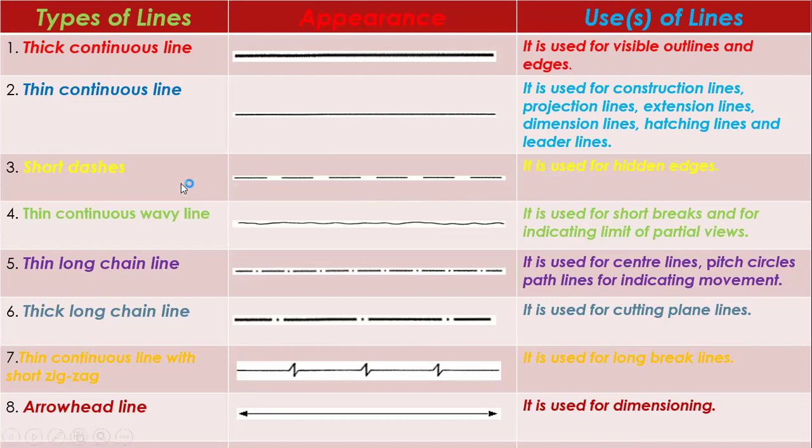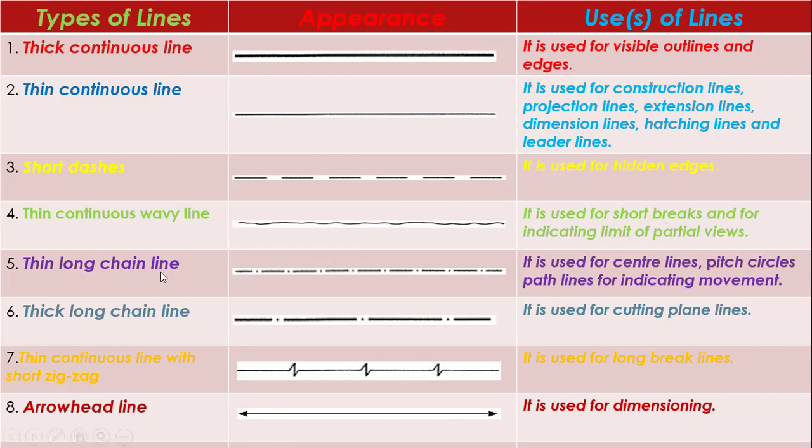Then the third type of line that we have here is known as short dashes line, or short dashes. This is how it appears, and we use it for hidden edges of a drawing of an object. Then the fourth one is known as thin continuous wavy line. This is how it looks. It is used for short breaks and for indicating limits or partial views. We'll talk about that when we come to the practical application of lines.